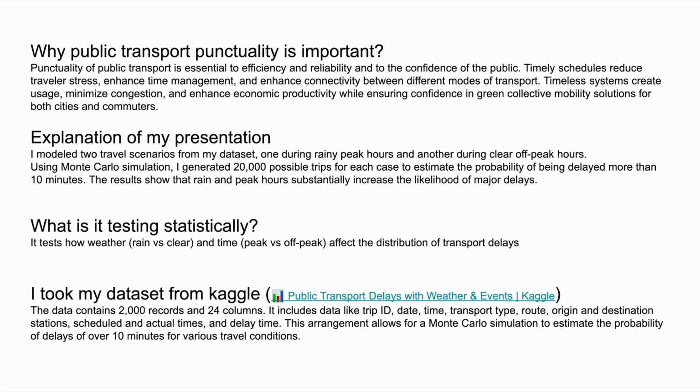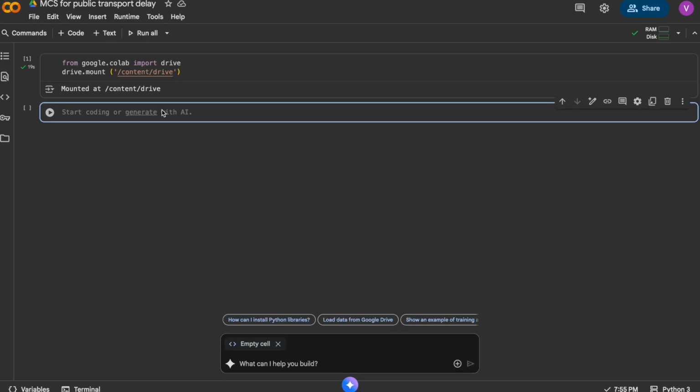So you can see why public transport punctuality is important, and here's an explanation of my presentation, what am I testing statistically. I took my dataset from Kaggle, which contains 2000 records and 24 columns. So first of all, you want to upload your dataset from Google Drive.